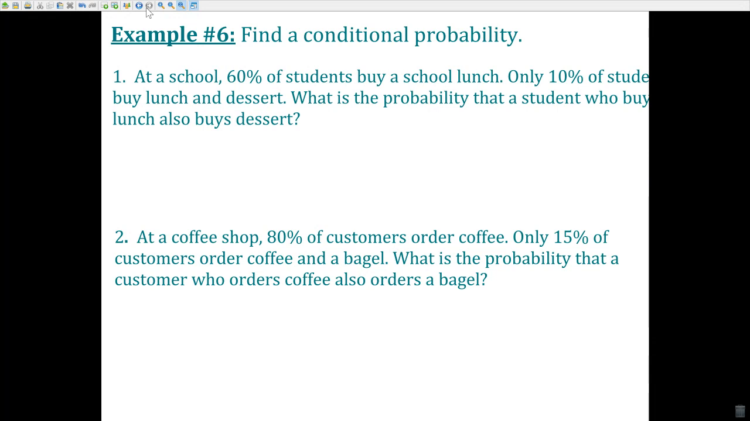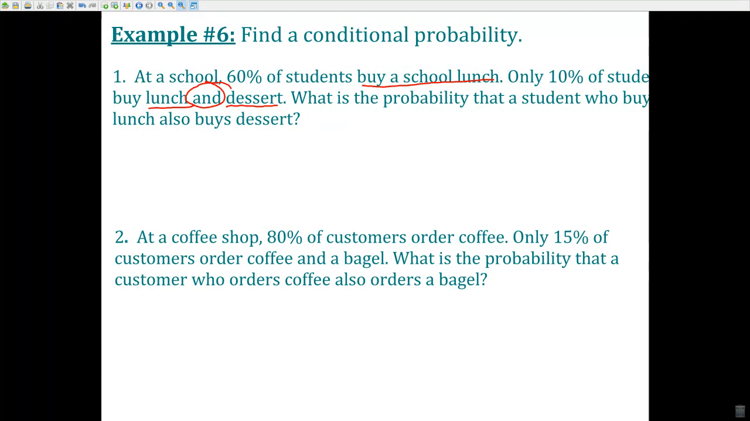Okay. These are the ones that will be a little more interesting, and you really do have to look at the wording. At a school, 60% of students buy a school lunch. All right. 10% of the students buy lunch and dessert. That "and" is the biggest part of the entire problem. What is the probability that a student who buys lunch also buys dessert?